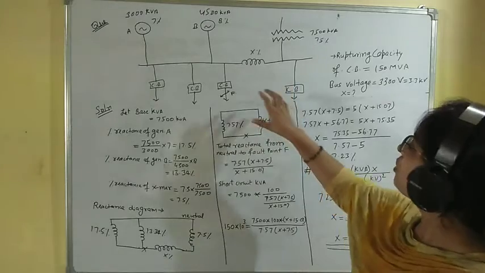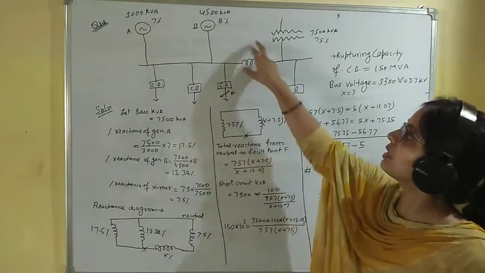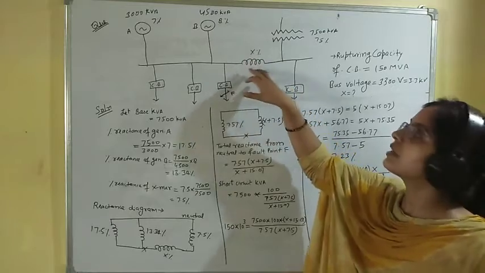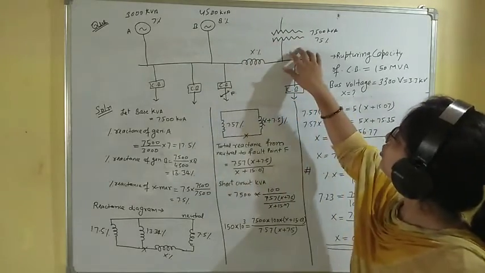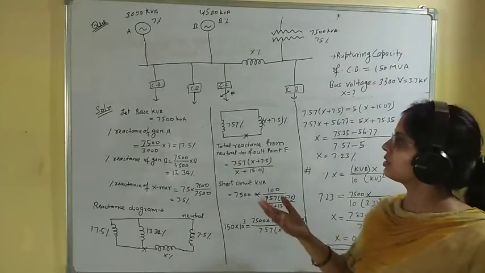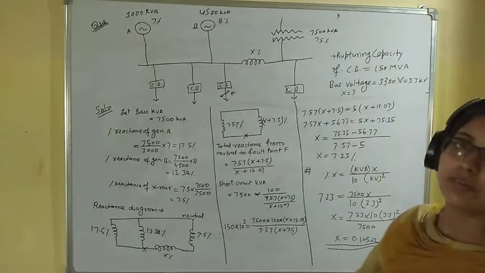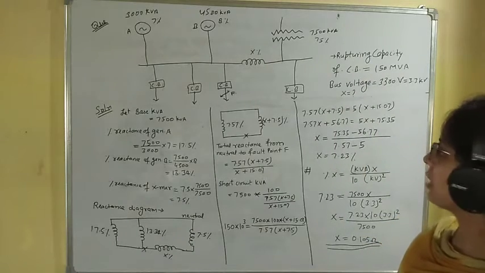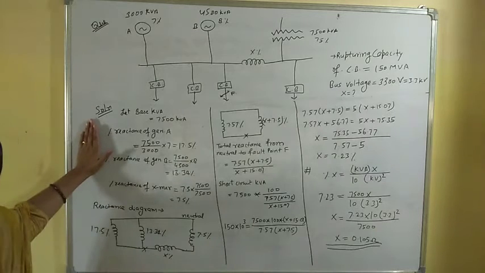Now if a fault occurs at this point, find the reactor value that must be connected to limit the short circuit current. A transformer is also connected here to extend the power system. Its rating is 7500 kVA and 7.5% reactance. Then how will we start to solve this question?